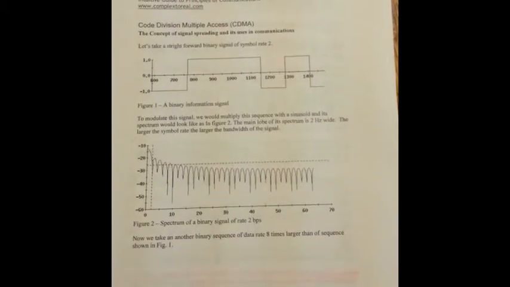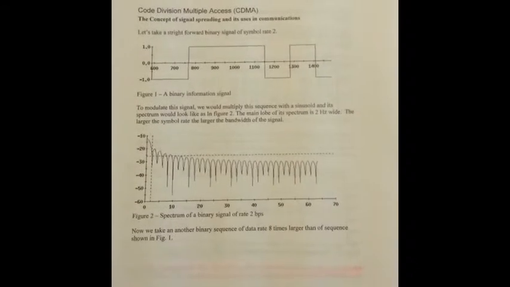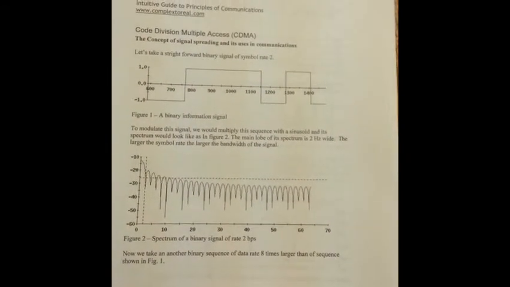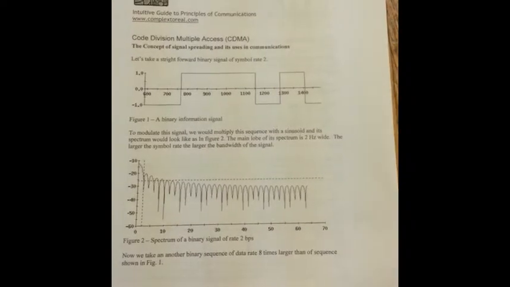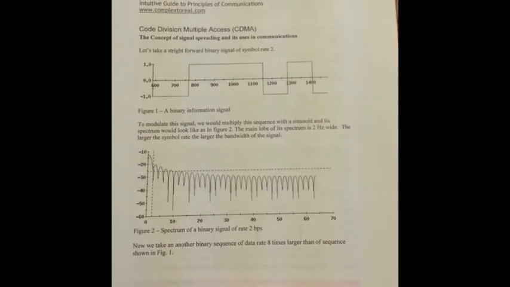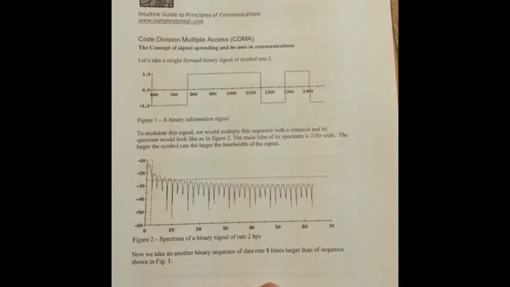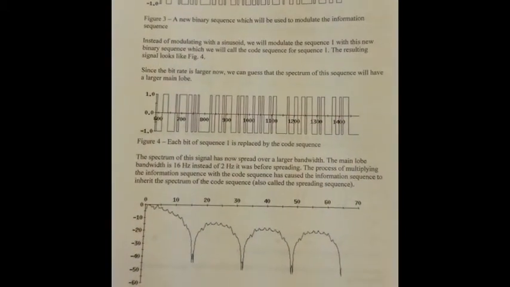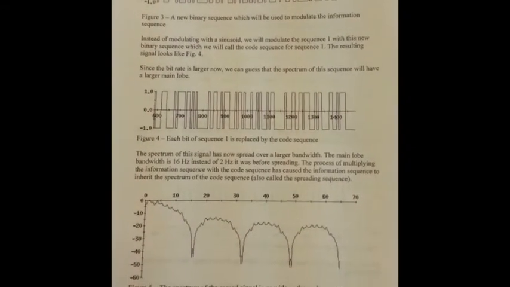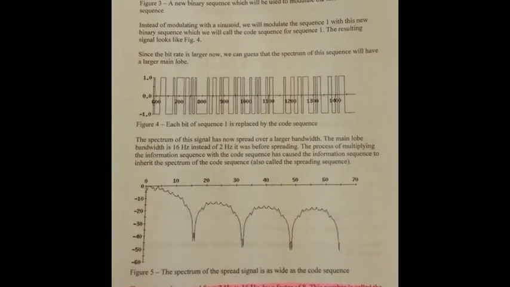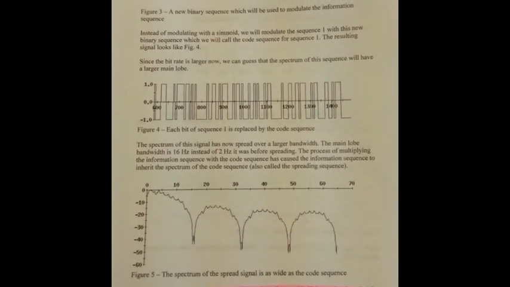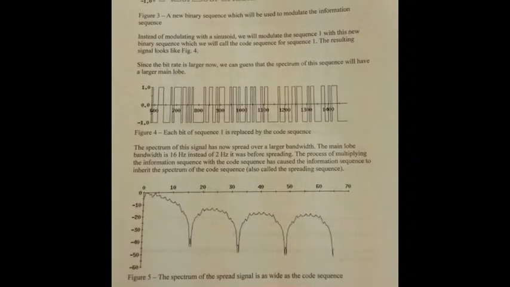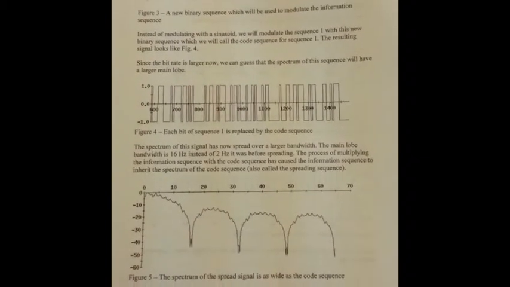On to CDMA, or code division multiple access. To start this, you see that they have a binary signal with a symbol rate of 2, and they modulate it with a sinusoid, and you get this spectrum. Now, if you were to modulate it with another binary signal with bitrate 8 times the previous one, you can get this spectrum, and that spectrum is now spread from 2 hertz to 16 hertz, or a factor of 8, and that is the spreading factor.